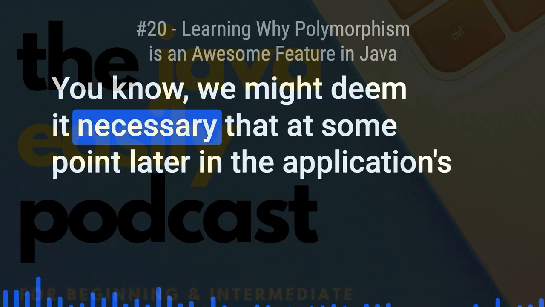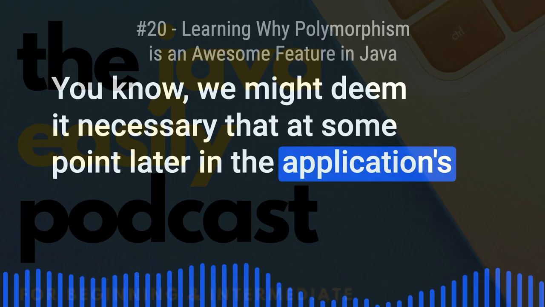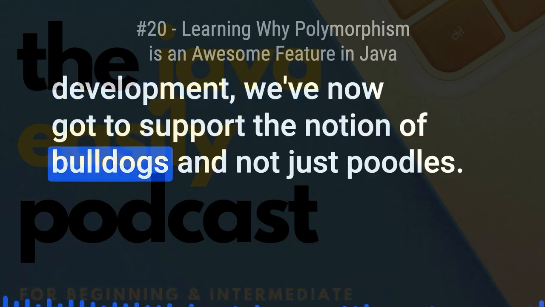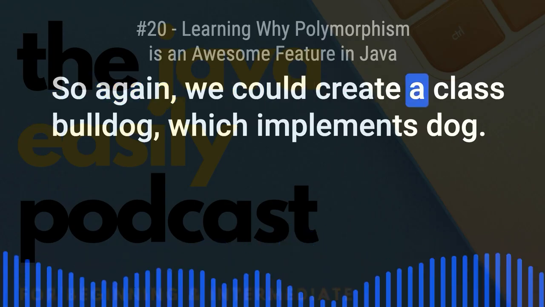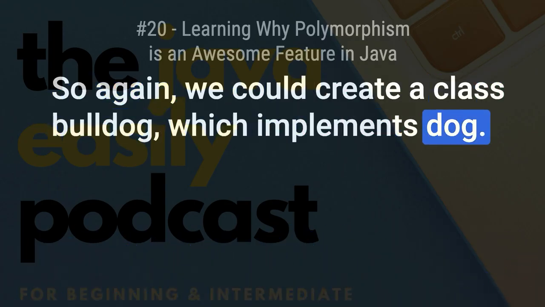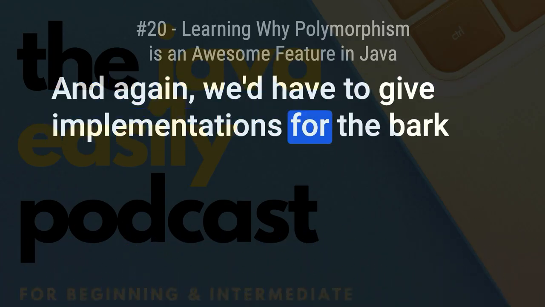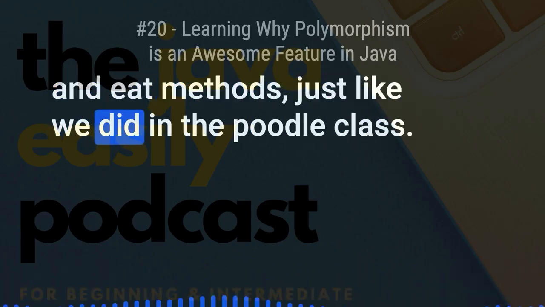We might deem it necessary that at some point later in the application's development, we've now got to support the notion of bulldogs and not just poodles. So again, we could create a class Bulldog, which implements Dog, and again, we'd have to give implementations for the bark and eat methods, just like we did in the Poodle class.